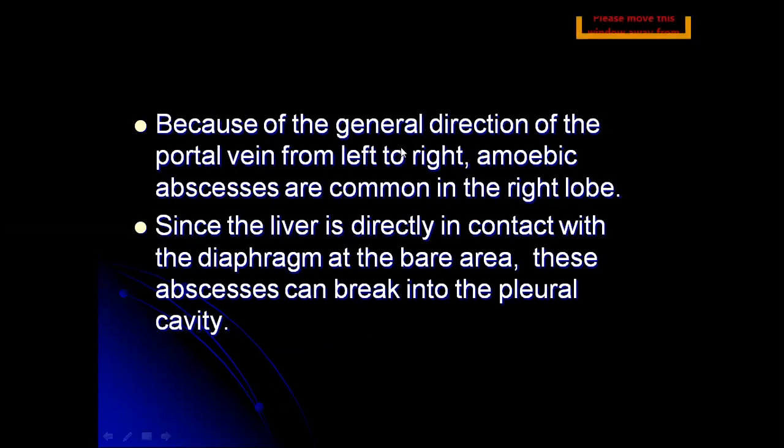Because of the general direction of the portal vein from left to right, amoebic abscesses are common in the right lobe. Since the liver is directly in contact with the diaphragm at the bare area, these amoebic abscesses can break into the pleural cavity. That means the infection can easily spread from the liver to the lung as well.